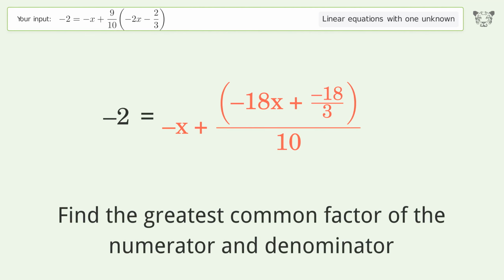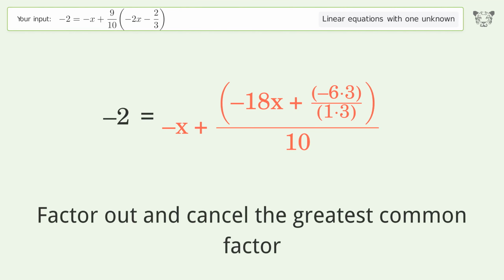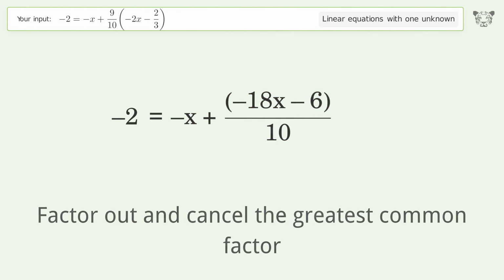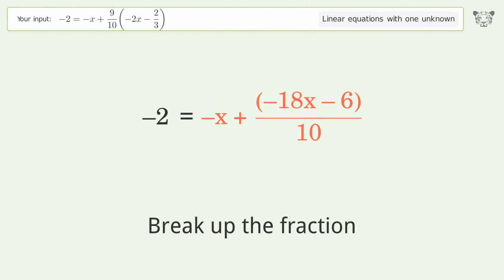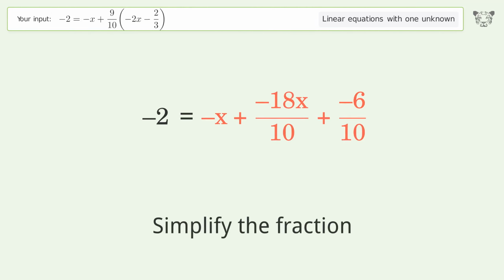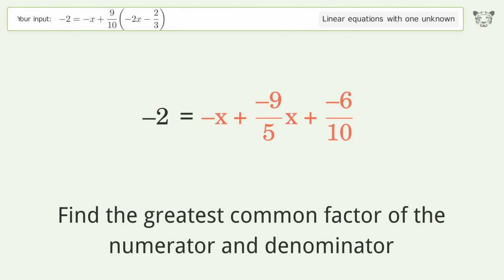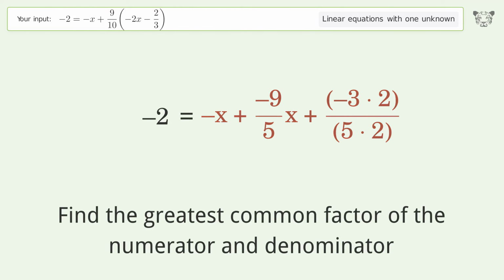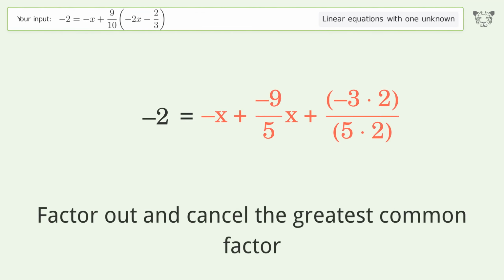Find the greatest common factor of the numerator and denominator. Factor out and cancel the greatest common factor. Break up the fraction. Simplify the fraction. Find the greatest common factor of the numerator and denominator. Factor out and cancel the greatest common factor.